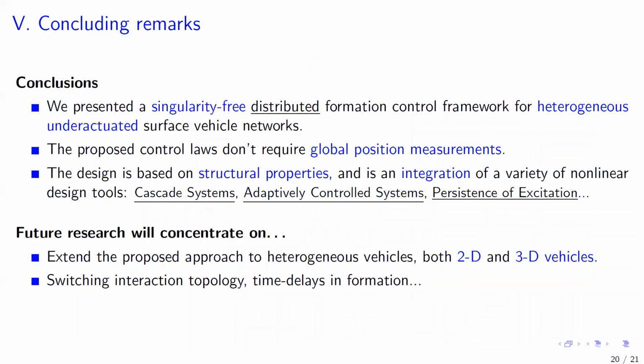At this point, I want to conclude my talk. In this work, we present a singular formation control framework for heterogeneous surface vessel networks. We emphasize that the control laws don't require global position measurements and are distributed. Also, the design is based on the structural properties of the error dynamics and is an integration of several nonlinear design tools. For future work, we want to extend the design framework to three-dimensional vehicles, and also consider more practical problems such as switching topology and time delays.